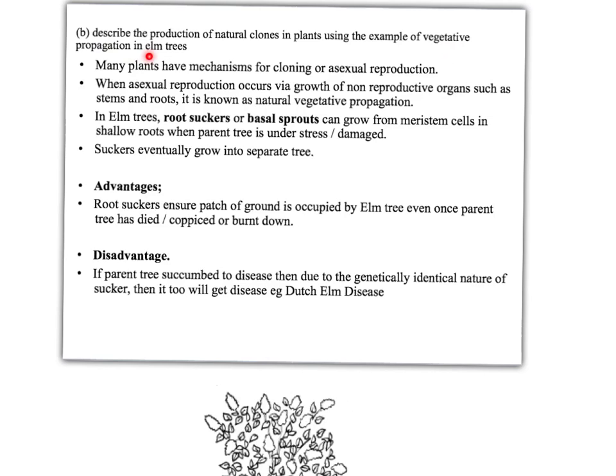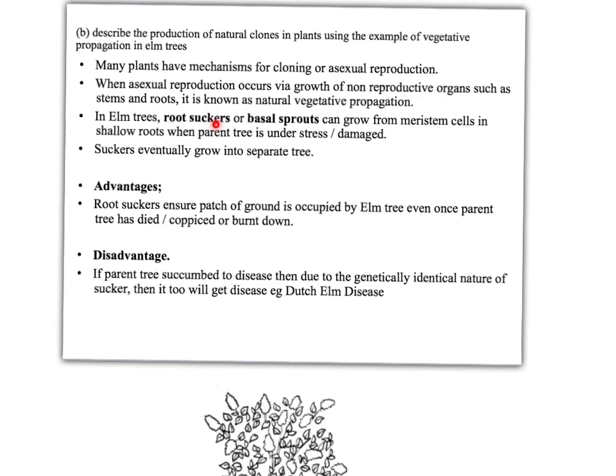The example that we're required to know here involves structures called basal sprouts on roots, or root suckers as they're more often known, a process known as suckering, and this occurs in elm trees, which used to be a very large part of the English countryside. There used to be elm trees everywhere, not so many now for reasons I'll explain in a minute.